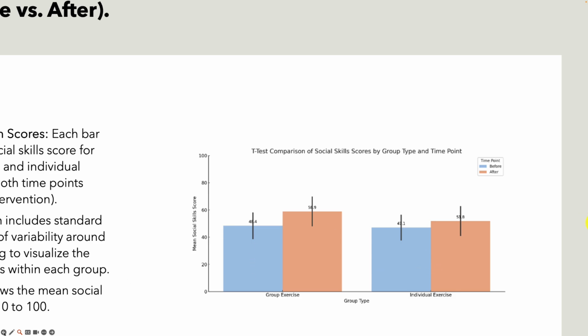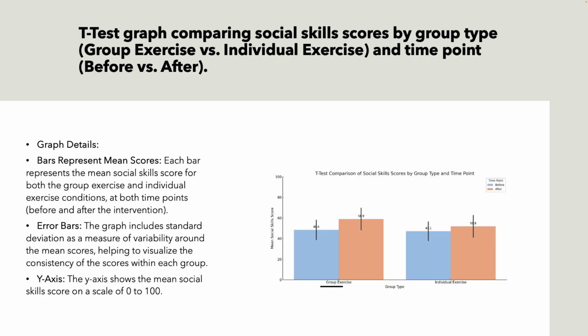So I'm comparing this group to itself. Here's the values before, here's the values after, and you can see that there looked like there was a nice increase in social skills. And the individuals, well, they look like they also had an increase in social skills. I put the graph details here, you can read that. There's error bars.